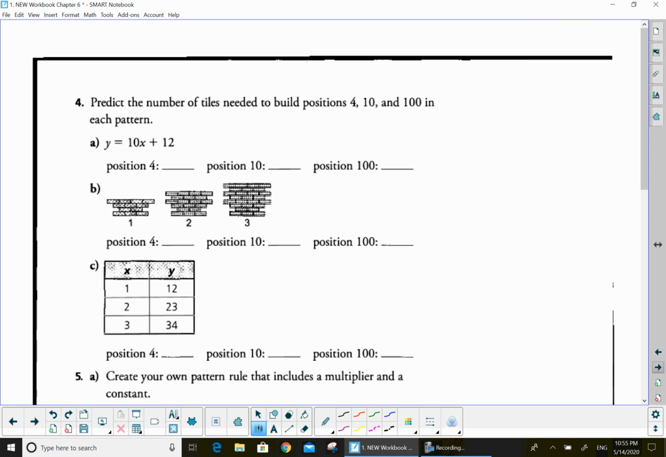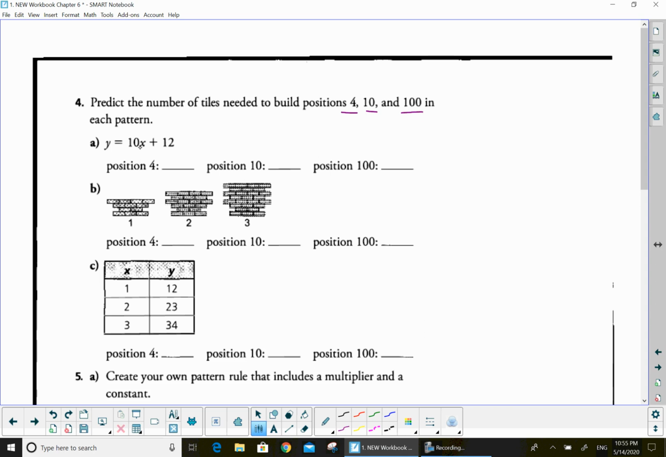This is substitution. We're inputting a certain value for positions, so positions are represented by x, and then we're just punching it in a calculator. So we have position 4, 10, and 100. And the first pattern rule is y equals 10x plus 12.